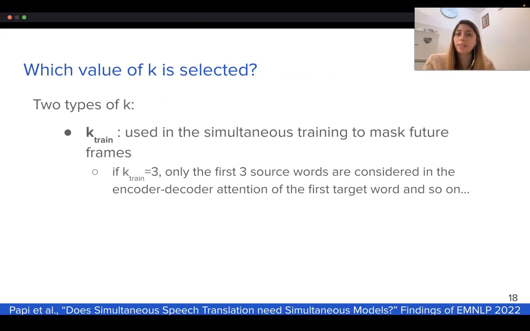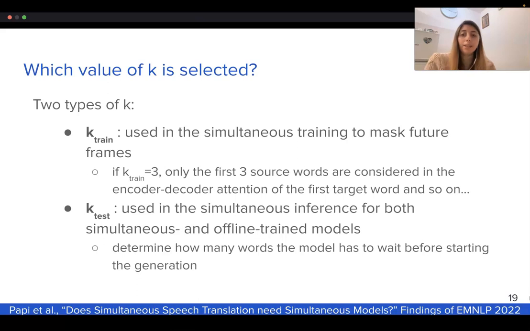But which value of k is selected? Because we have two types of k. The first one is the k train that is used in simultaneous training to mask feature frames. For example, if we have k train equal to 3, only the first 3 source words are considered in the encoder-decoder attention of the first target word, and so on. And the k test that is used in the simultaneous inference for both the simultaneous and the offline trained models. And its role is to determine how many words the model has to wait before starting the generation.